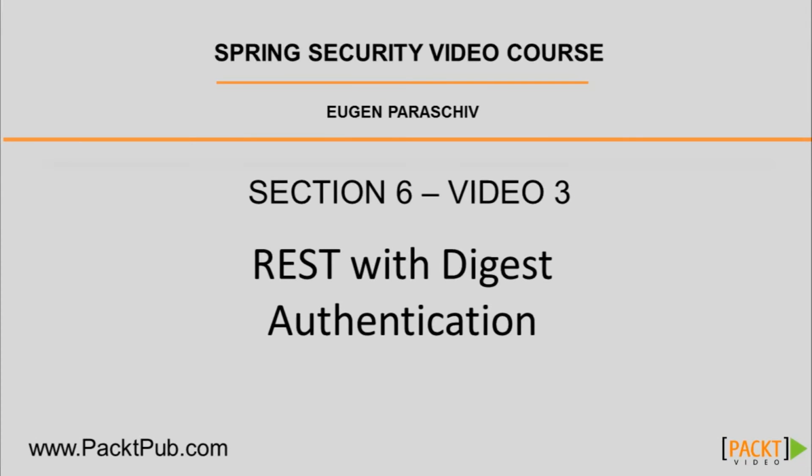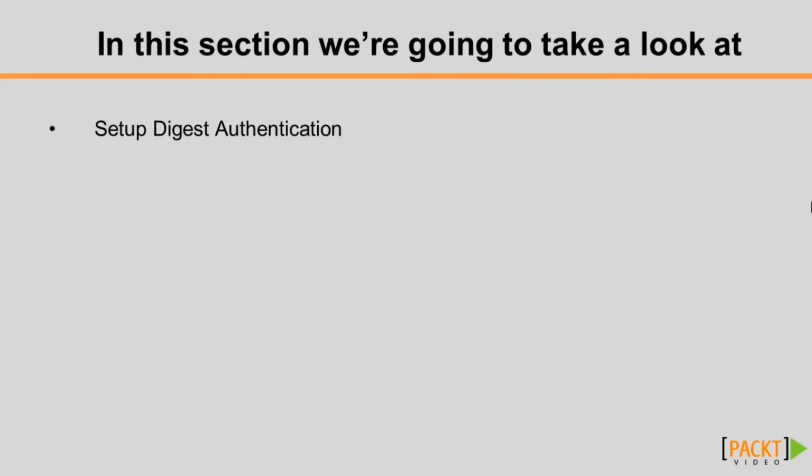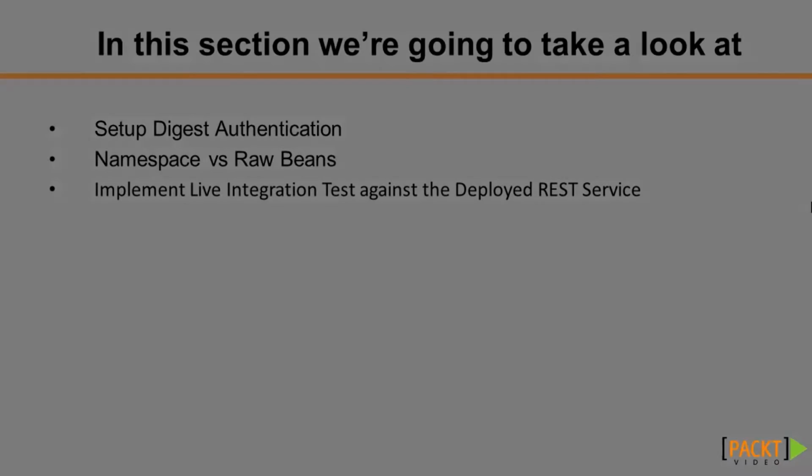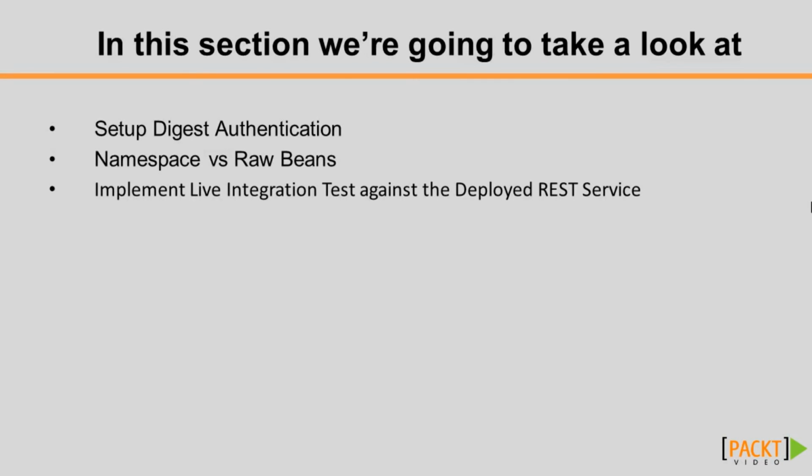This third video will focus on securing our REST service with digest authentication. We will start by implementing digest authentication in our Spring Security XML configuration. We will talk about namespace versus raw beans and the support that Spring Security has for digest authentication in the namespace. And we will end this video by implementing a few more live integration tests against the deployed REST service.